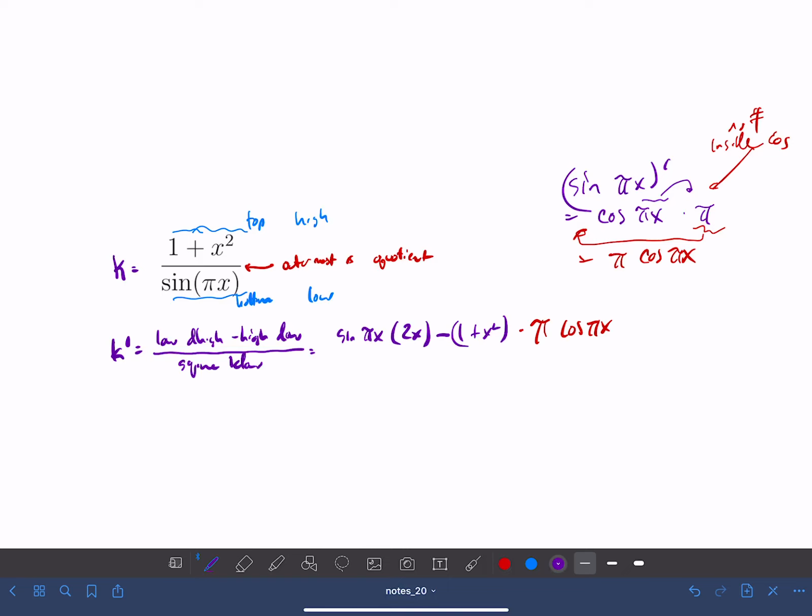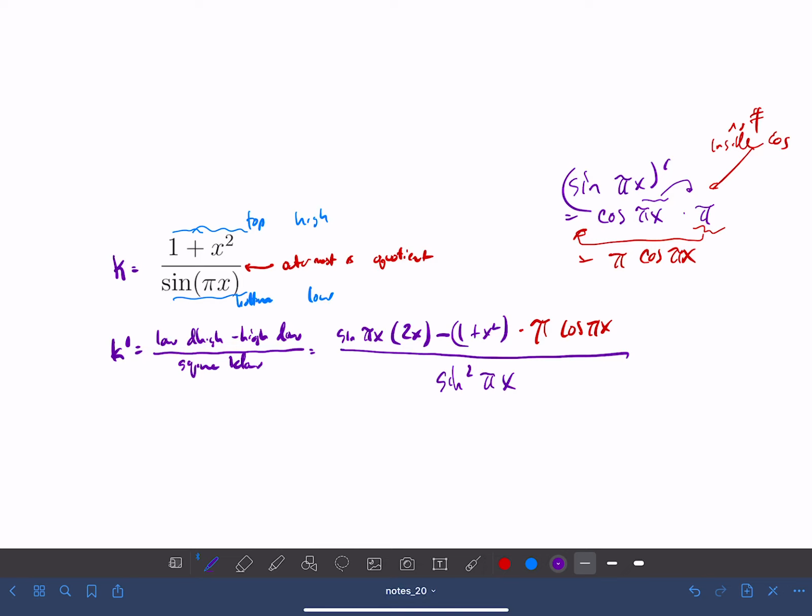So now let's draw a line and square below. Low d high. Let's double check our work first. Low d high minus high d low. Okay, draw a line and square below. No problem. Sine squared of pi times x. And I see no available ways to simplify this expression whatsoever.